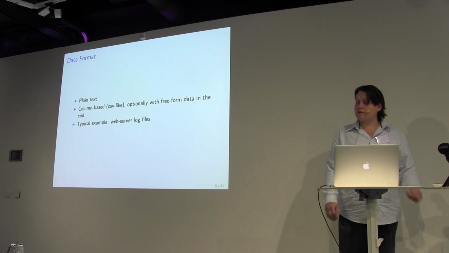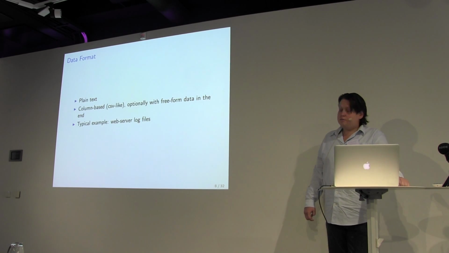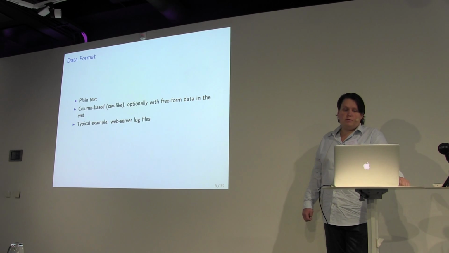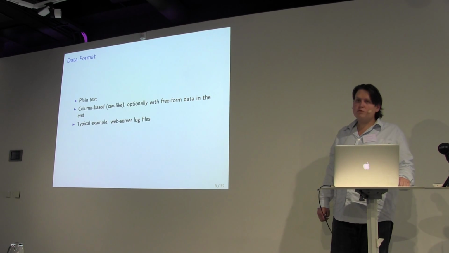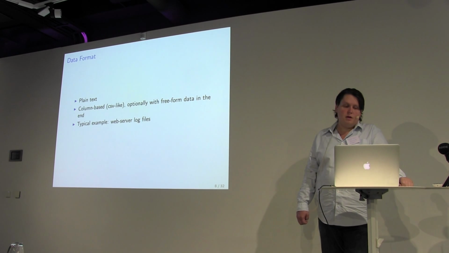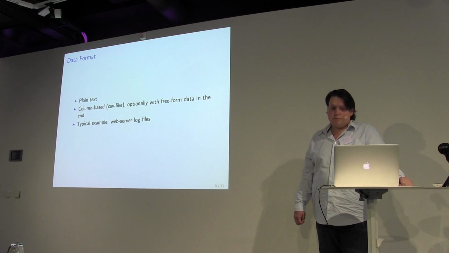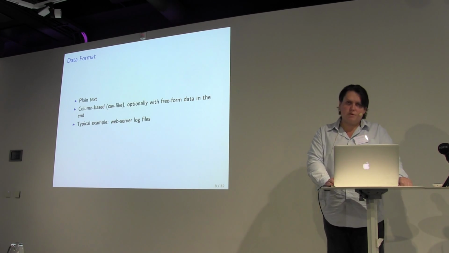Some assumptions about the data that you have. It is plain text, or could be made plain text. It is column-based, CSV-like data. I found that tab-separated data works quite well, unless your strings contain tabs often. And optionally, you may have some free-form data in the end, maybe some JSON string. A typical example is web server log files. That's what we analyze the most, actually, data from web beacons and stuff. But this approach will work for most other data that can be represented in this way.